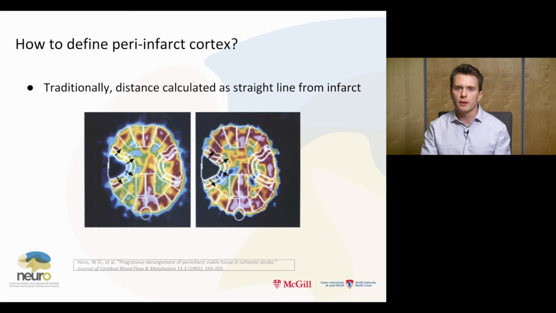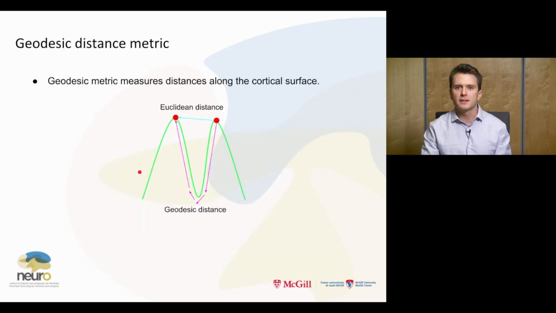So traditionally, methods to describe it have used a simple algorithm where you just draw a straight line from the border of the infarct outwards. Now this has the advantage of being simple, but it's problematic because it doesn't actually correspond to the brain's anatomy.